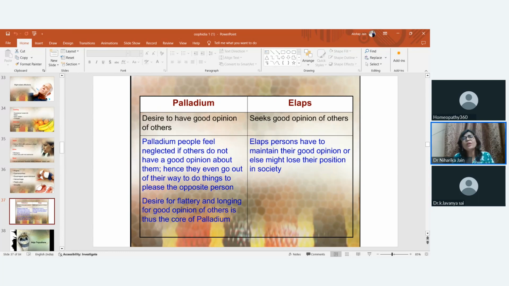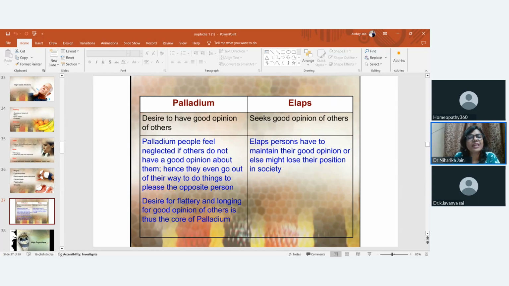So now in your mind there is confusion: Sulphur also wants appreciation and Palladium also wants appreciation. So this is a task for you. In the end I will give you my email and you email me: what is the difference between the appreciation desire of Sulphur people and the longing for good opinion or flattery desire of Palladium? This is for you. Definitely work and learn.